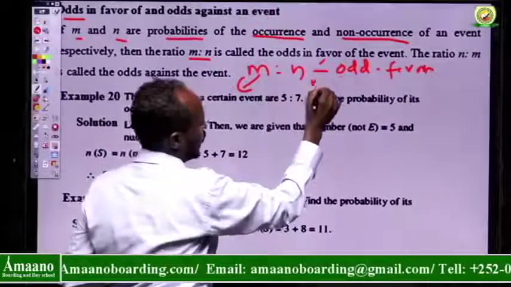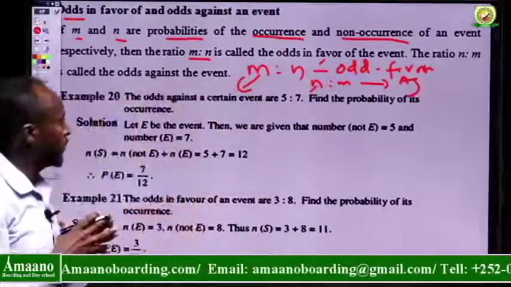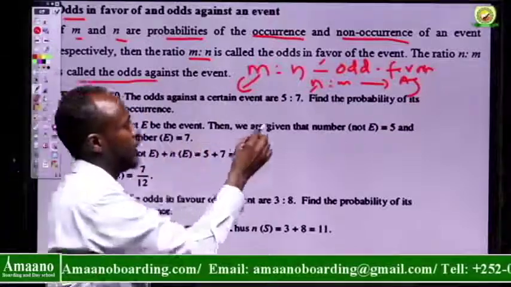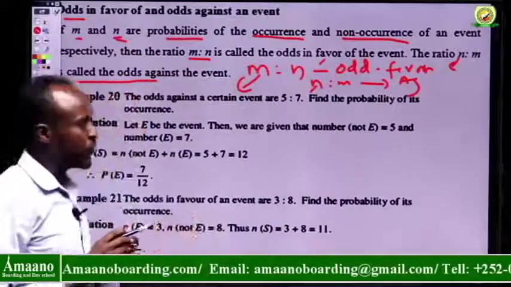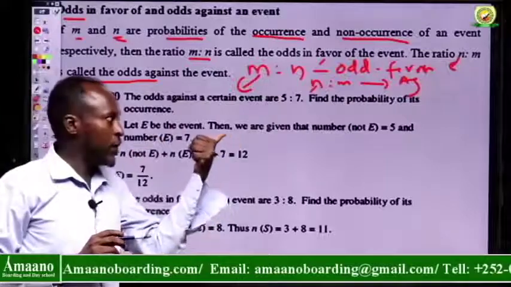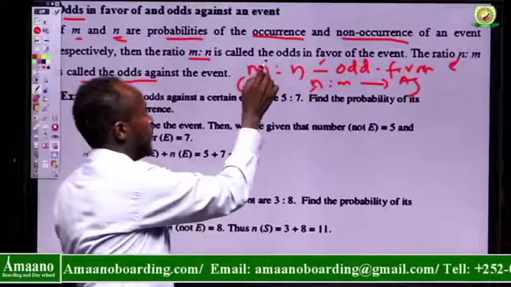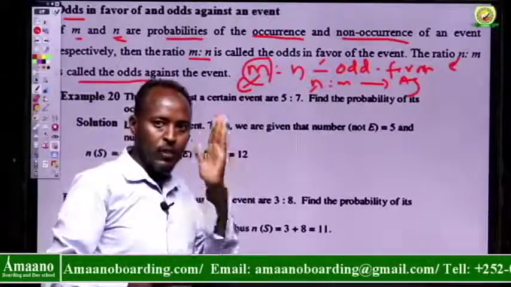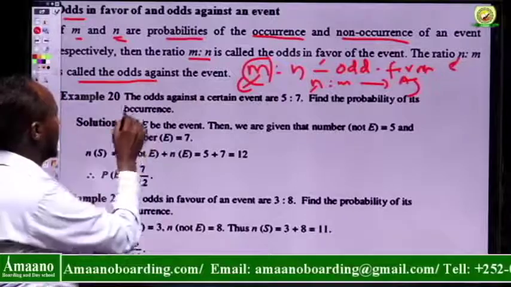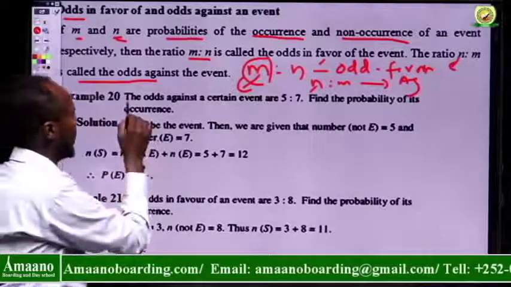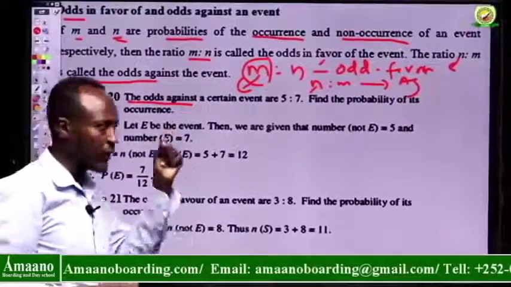If we have a ratio of the form N to M, that is called odds against, because the first number is the number of ways that the event cannot occur. If the first number of the ratio is the number of ways that the event can occur, then we say odds in favor. Let's do this example, Example 20 from our Form 4 book. Odds against means that the first number indicates the number of times that this event cannot occur.